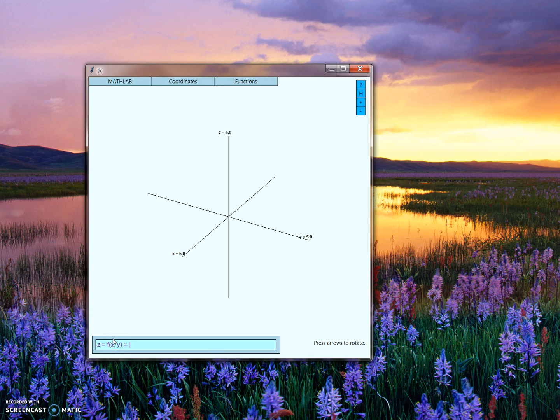Hi all, this is Xiong-Fei again to talk about Mathlab, and this time we're going to focus more specifically on the functions of Mathlab in three-dimensional graphing.